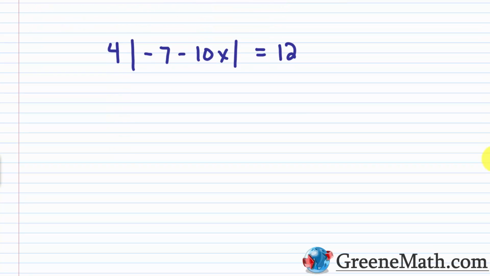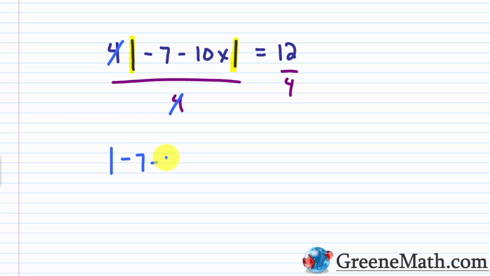Scroll down and get some room going. All right, so to isolate the absolute value operation, I have 4 that's multiplying it. So all I need to do is divide both sides of the equation by 4. So we know that, again, this would cancel. I'll have the absolute value of negative 7 minus 10x equal to 12 divided by 4, which is 3.